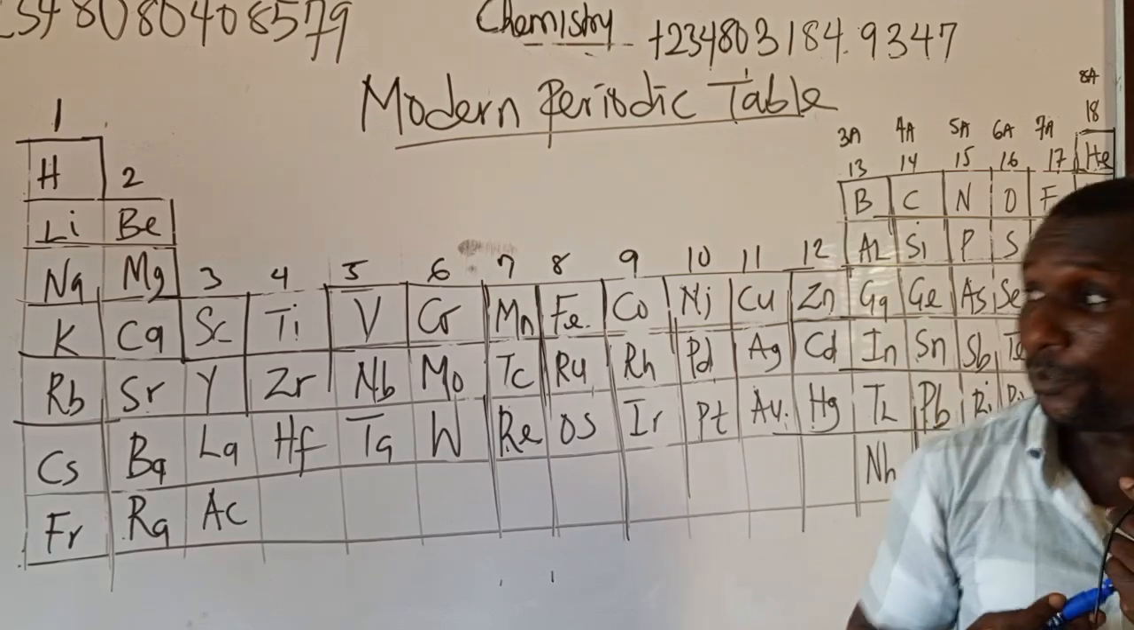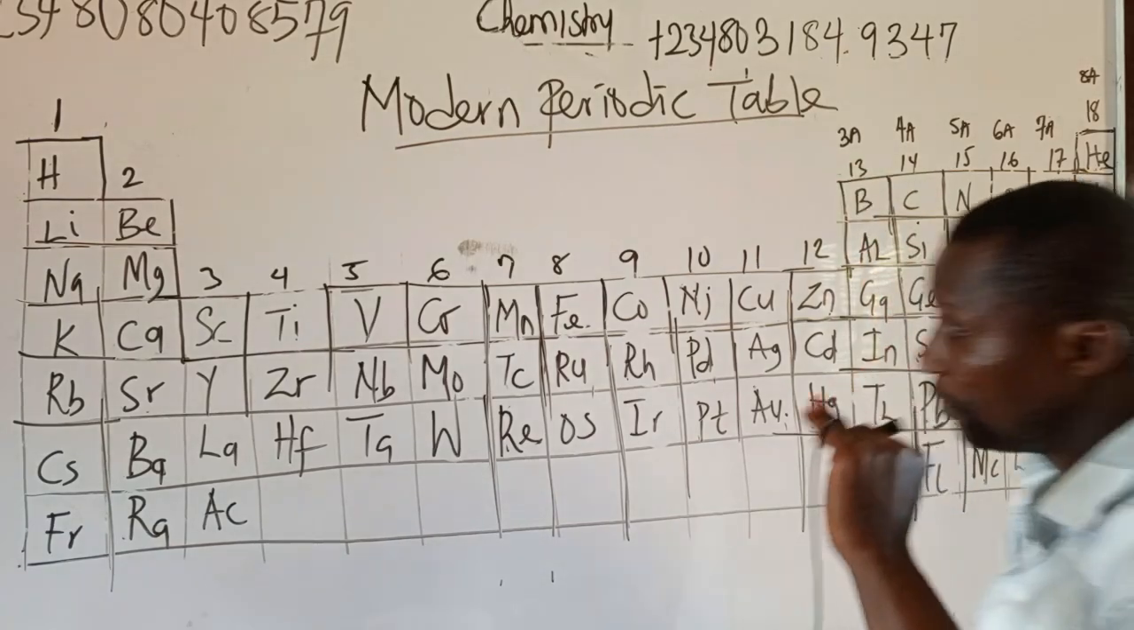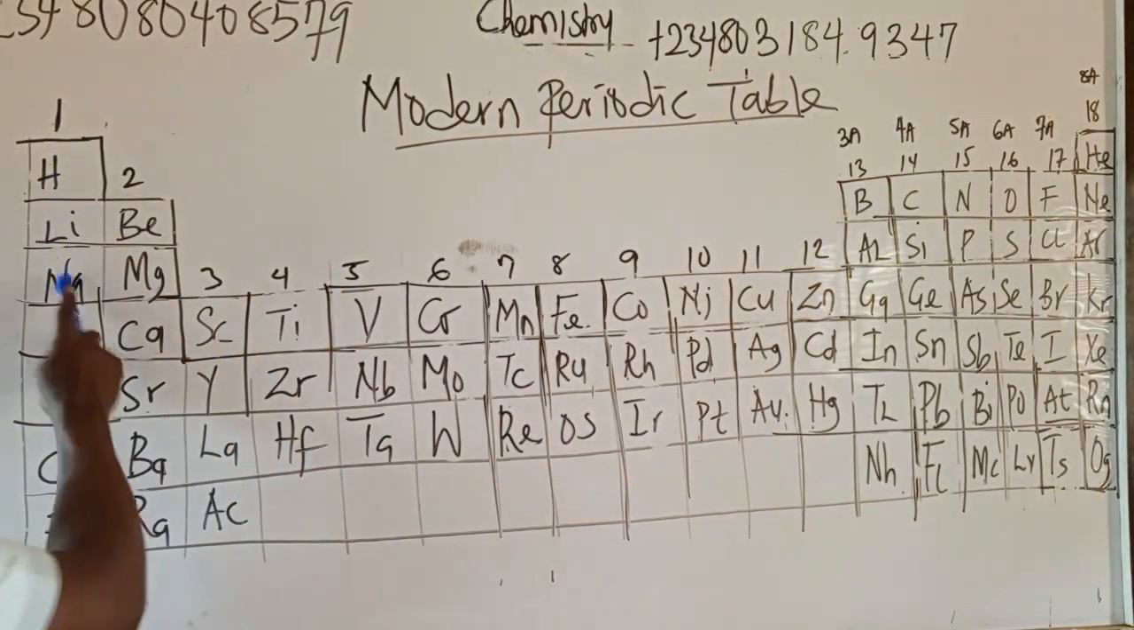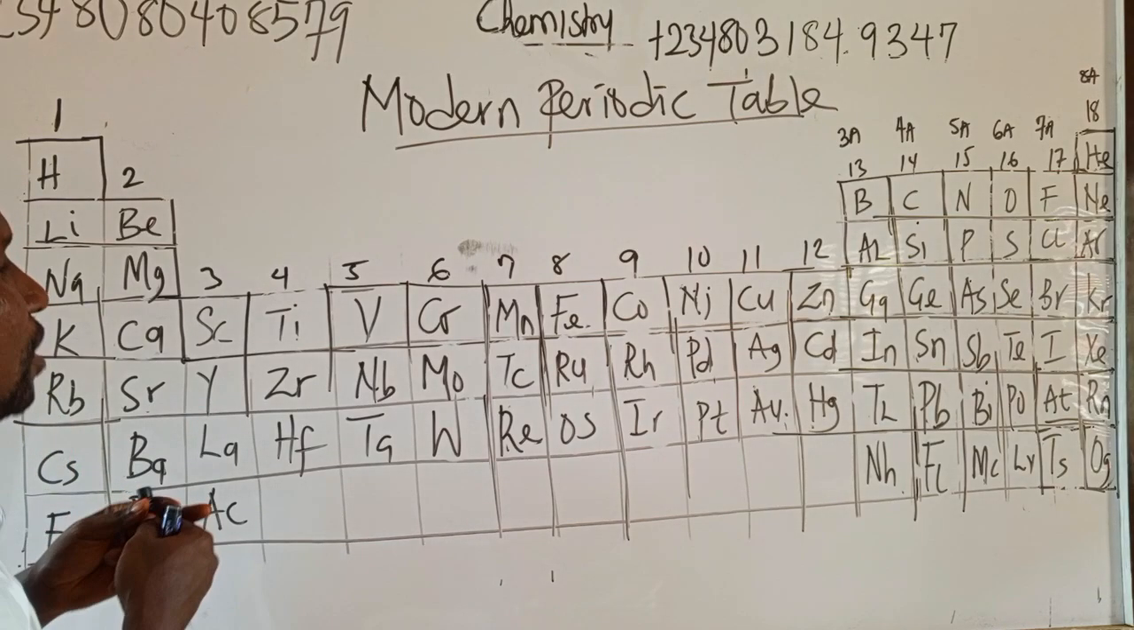This is the periodic table, from 1 to 18 groups. Then 7 periods. If you count the number of periods, we have 1, 2, 3, 4, 5, 6, 7. Take note. Then we shall look at periodicity.